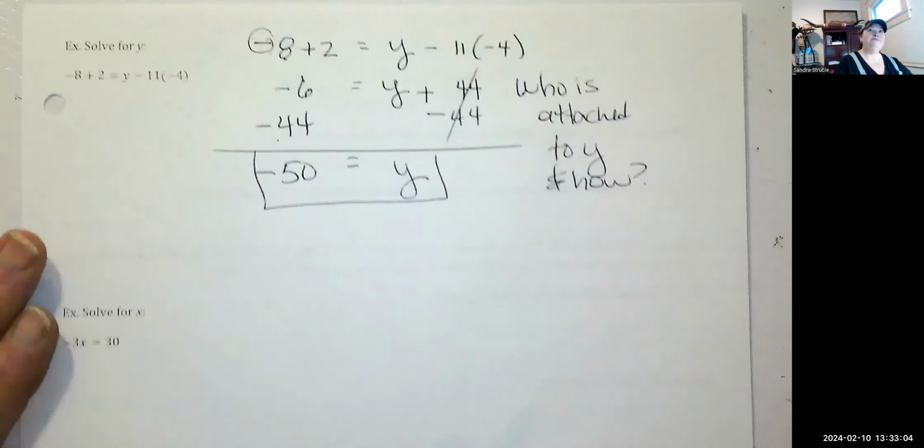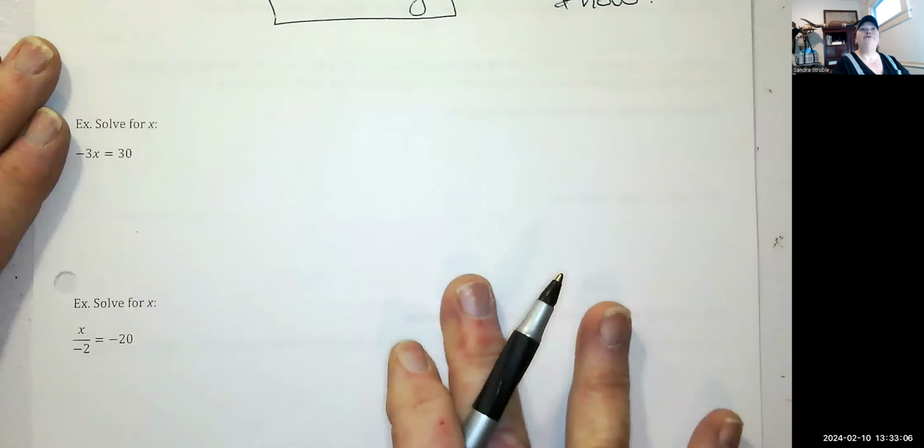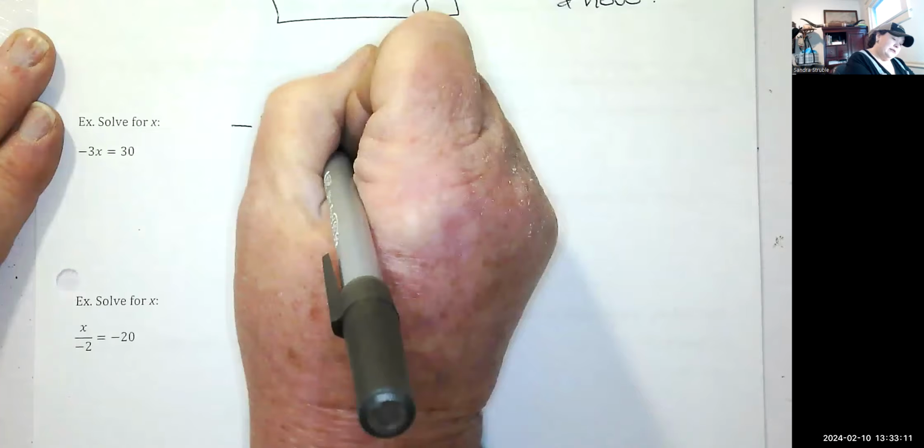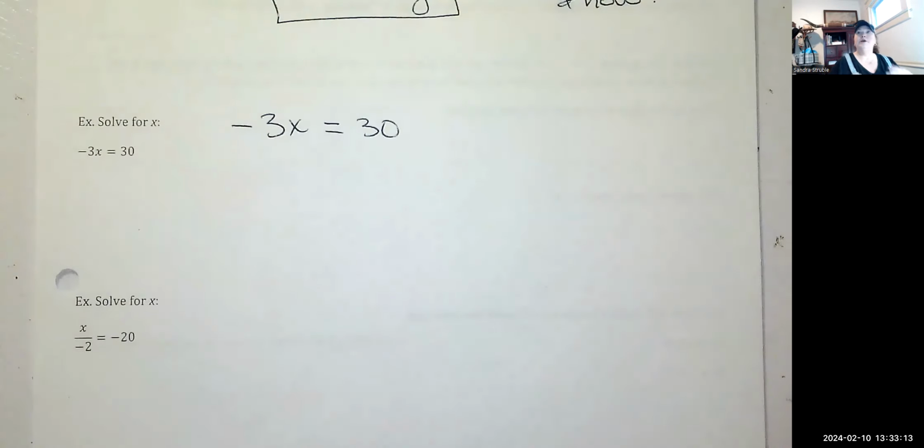Okay, not too bad. Solve for x. All right, well, we've got negative 3x is equal to 30. The question is, who's attached to x and how? Negative 3 is attached by multiplication. Okay, because it's multiplication, the opposite or inverse of multiplication is division.